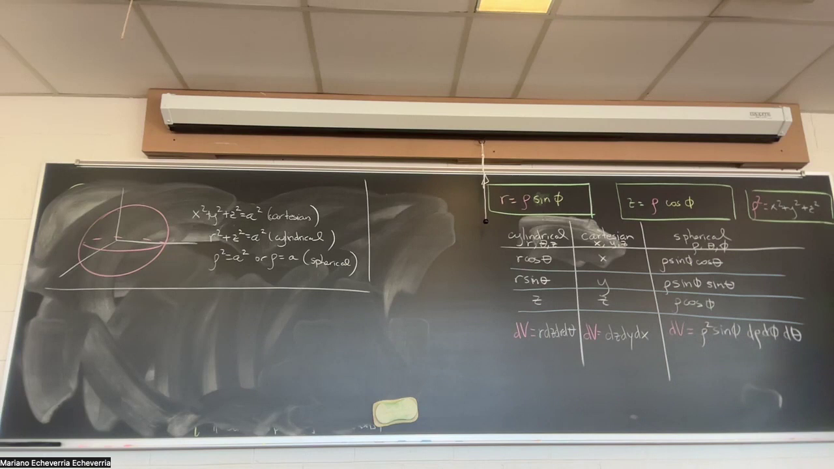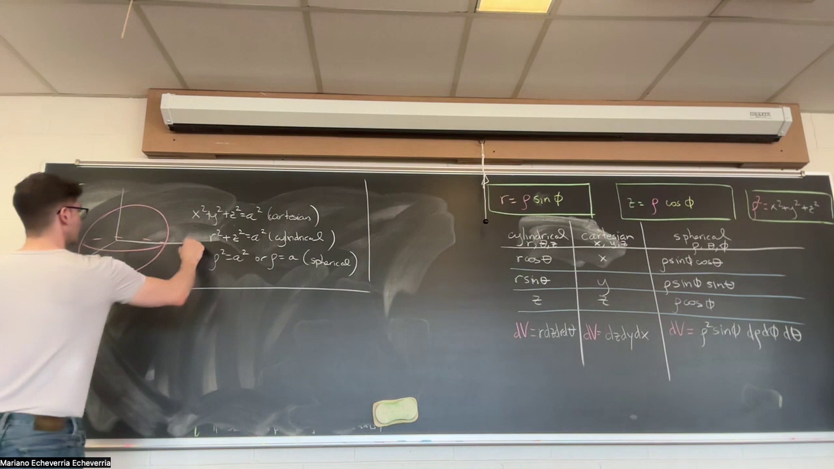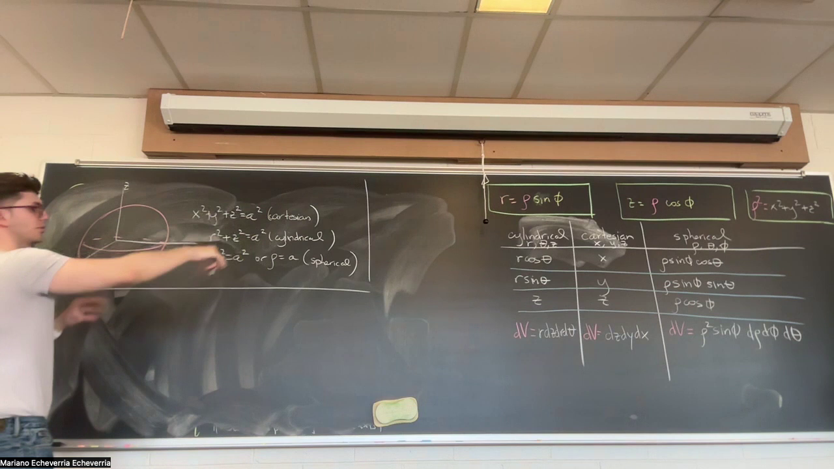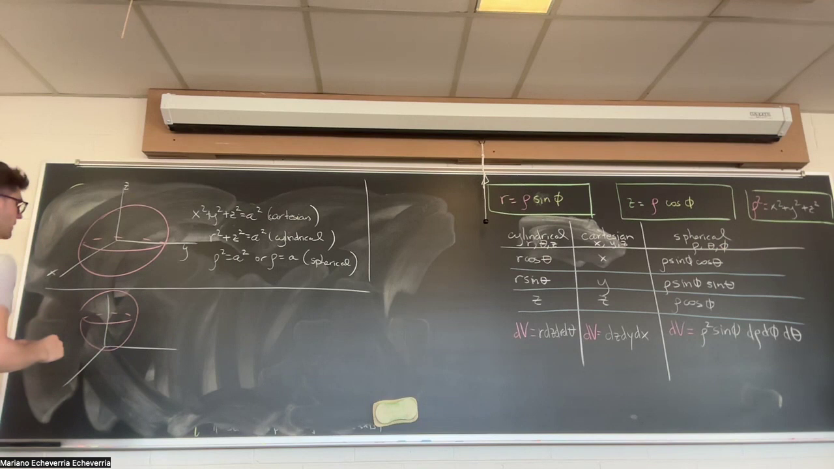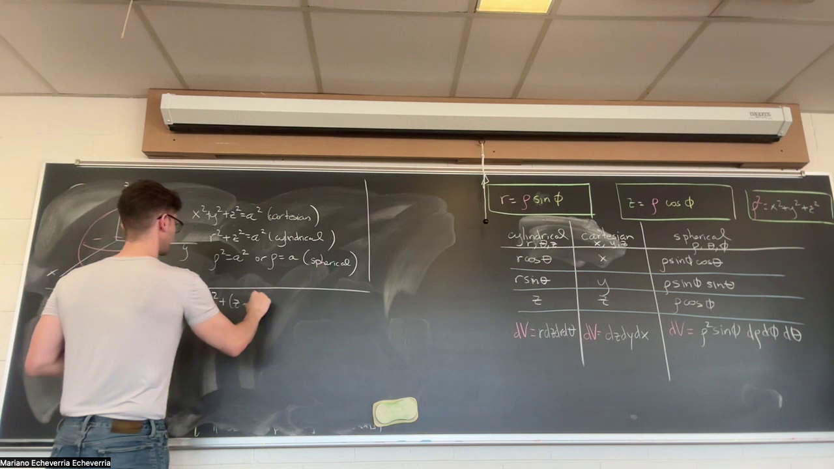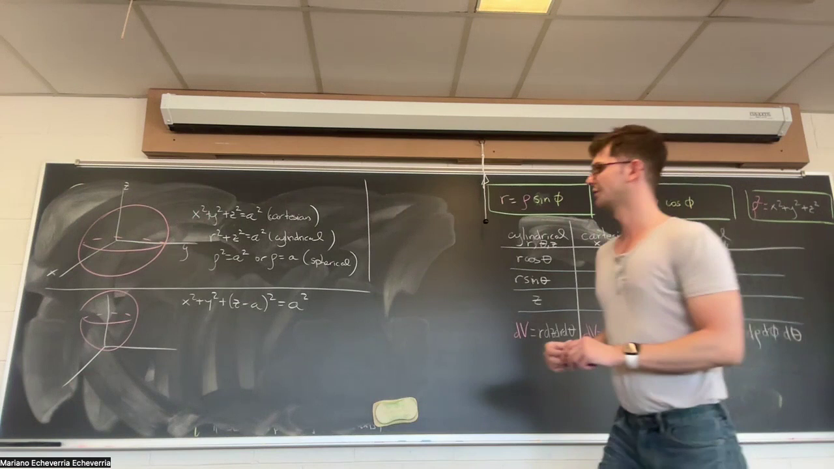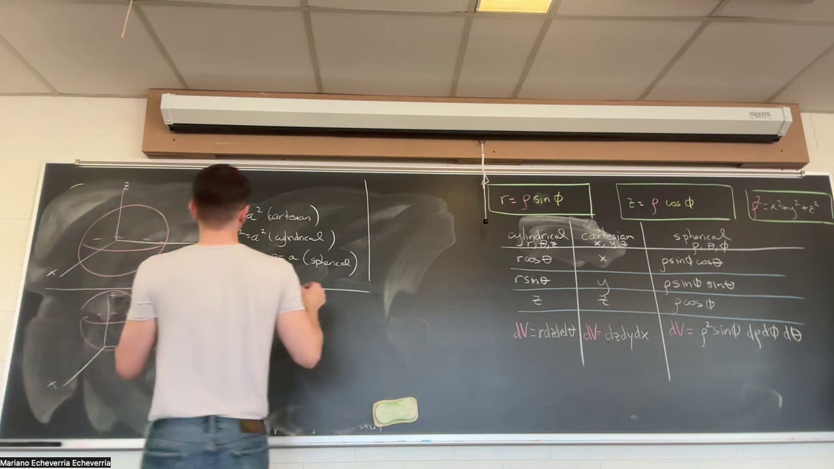Here's another one that's very common, which you'll see a lot in the triple integrals we'll do. It's the same sphere, but shifted upwards by a, the radius. So let's shift the entire sphere by an amount a. That would be x squared plus y squared plus (z minus a) squared equals a squared. That is how the equation looks in Cartesian.